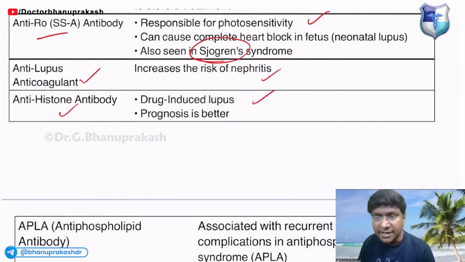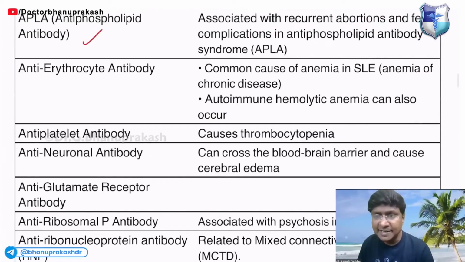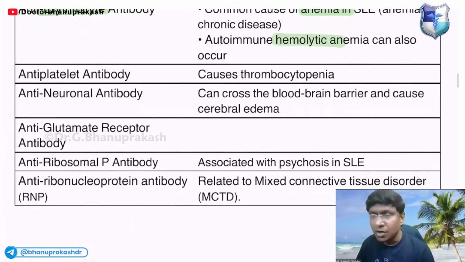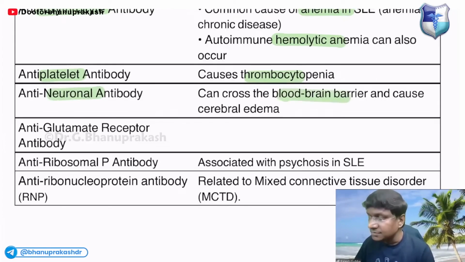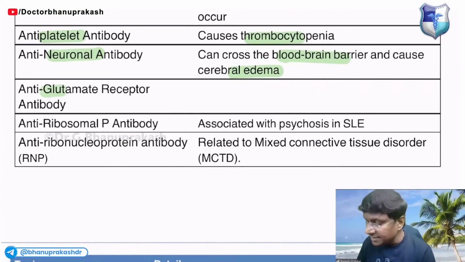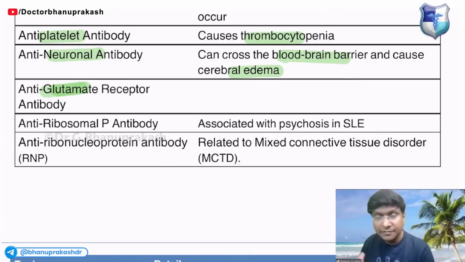Anti-histone antibody: drug-induced lupus, and prognosis is better. Next, anti-phospholipid antibody: these individuals are at increased risk of abortions. Then anti-erythrocyte antibody is associated with the development of anemia as well as autoimmune hemolytic anemia. Anti-platelet antibody will cause thrombocytopenia. Anti-neuronal antibody can cross the blood-brain barrier and will cause cerebral edema. That is anti-neuronal antibody, right? And anti-glutamate antibody is also associated with the CNS manifestations.